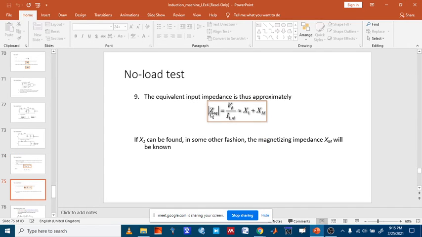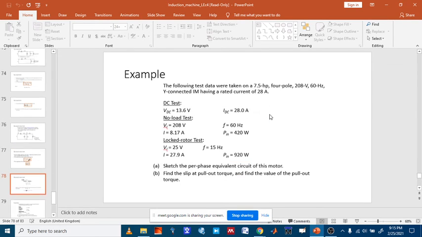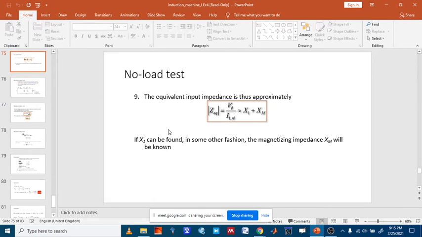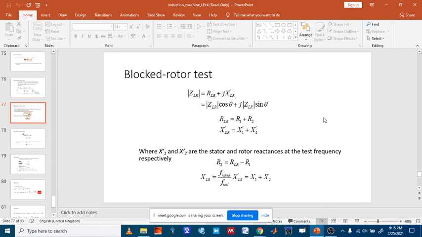In terms of the no load, we calculate the Z equivalent, which is V phase over I1, and it is also the same as X1 plus XM. These are the parameters for the no load test, V1 and I1. That means you can calculate the Z equivalent. The Z equivalent is the same as X1 plus XM.